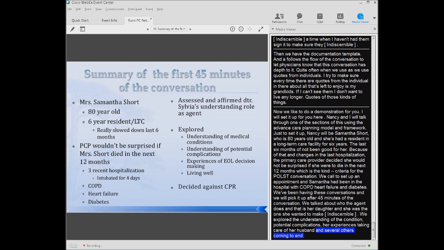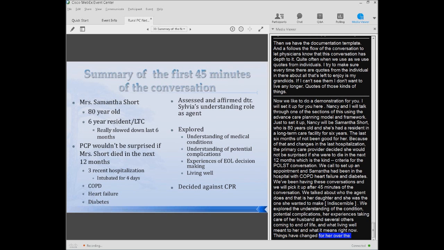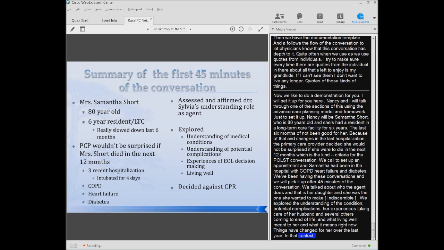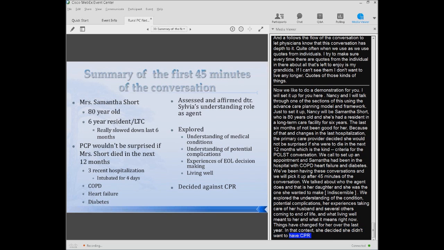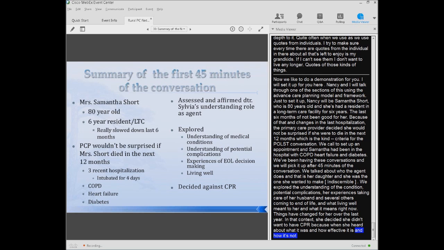And in that context, Ms. Short decided she didn't want to have CPR because when she heard about how effective it is and how it's not effective for most people in long-term care settings, she decided she didn't want that. So we'll pick it up.